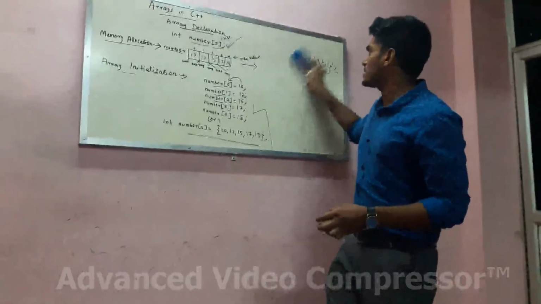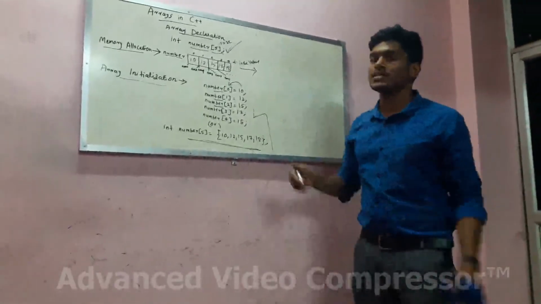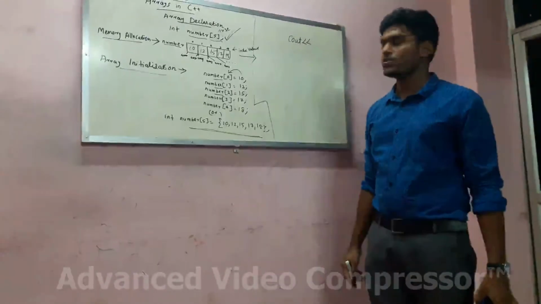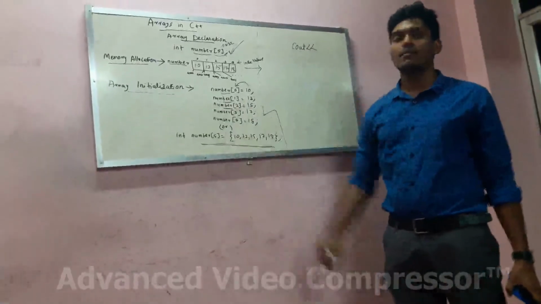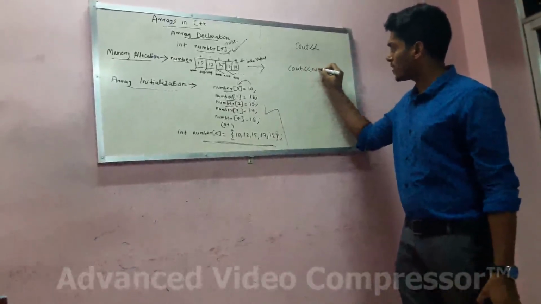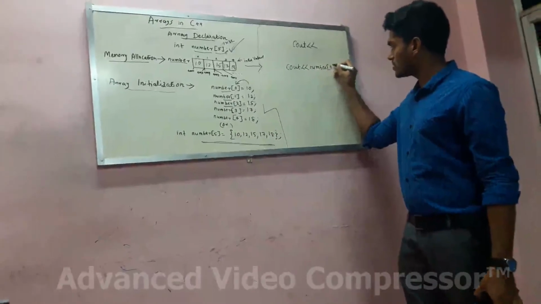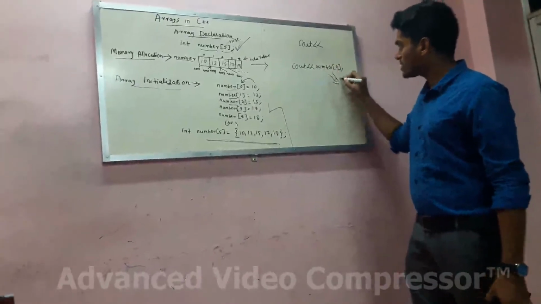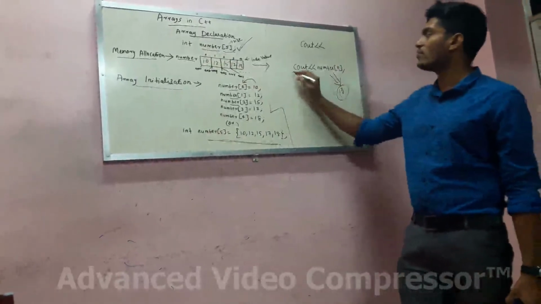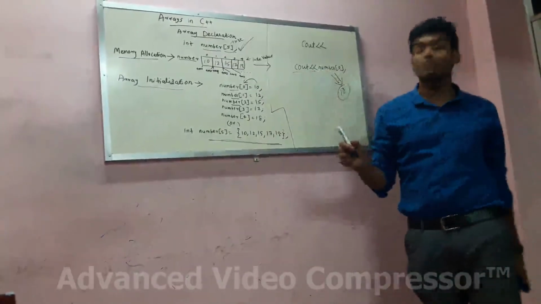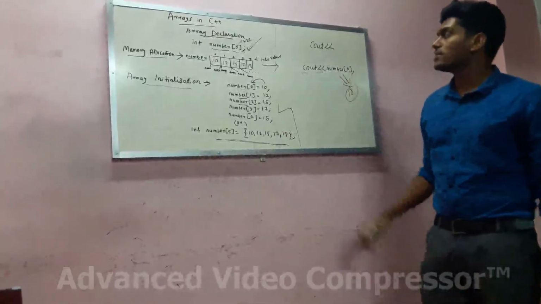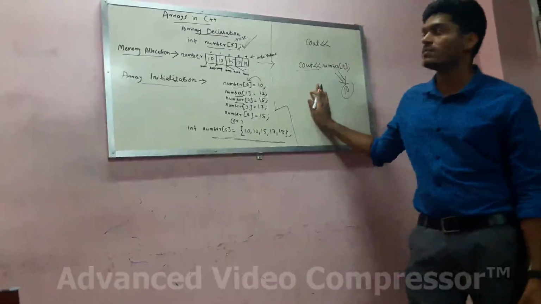And in C++, we are using cout to print values. So here we need to print the value of number. We can print by using cout number of 0. The output of this statement will be number of 0, that means 10. We know that cout is for printing, so what it will print is number of 0, that means 10. And this is how we are accessing the elements in an array.